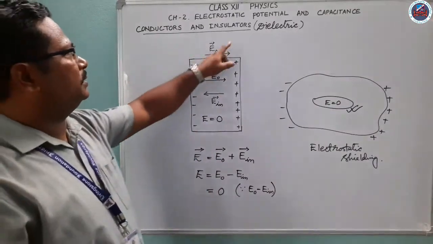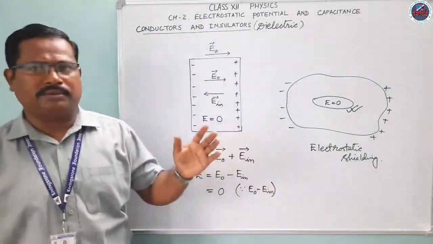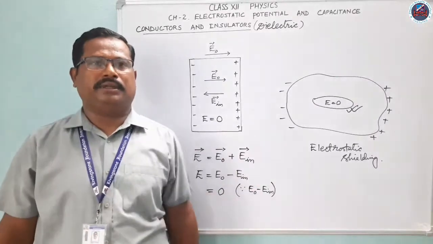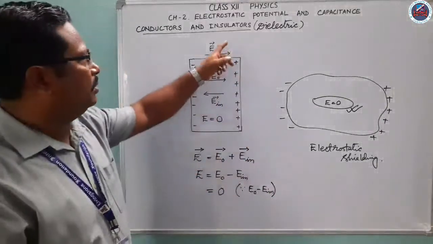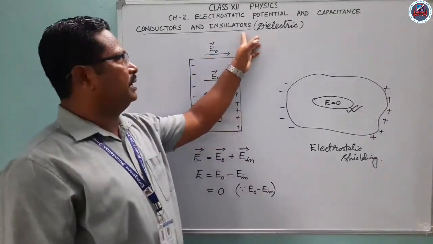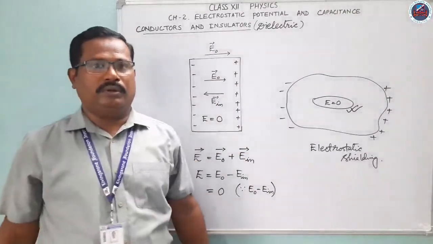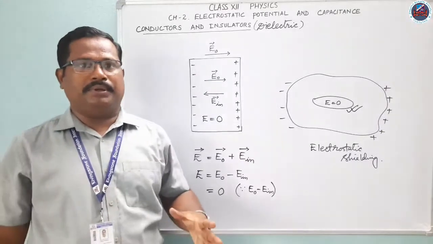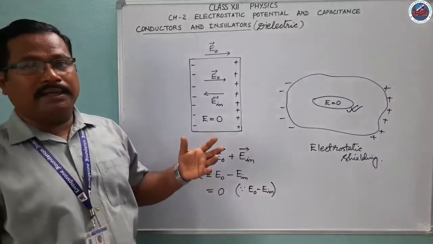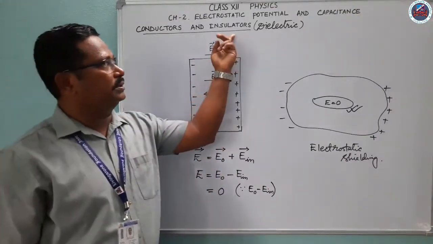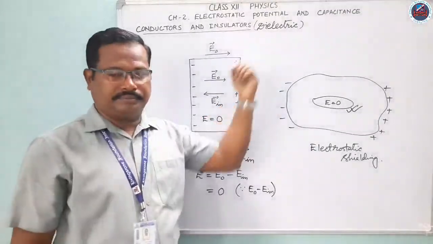Now let us see insulators. Some examples of conductors: all of you know almost all the metals are good conductors of electricity, silver being the best. Now when you talk about insulators, the other name of insulator is dielectric. These are the materials through which current cannot flow. Examples: dry wood, paper, rubber, plastic, mica. They come under insulators. In this class we will be studying them as dielectrics.